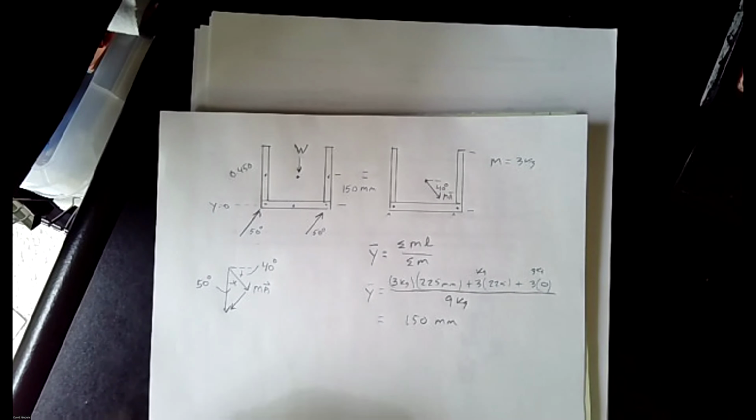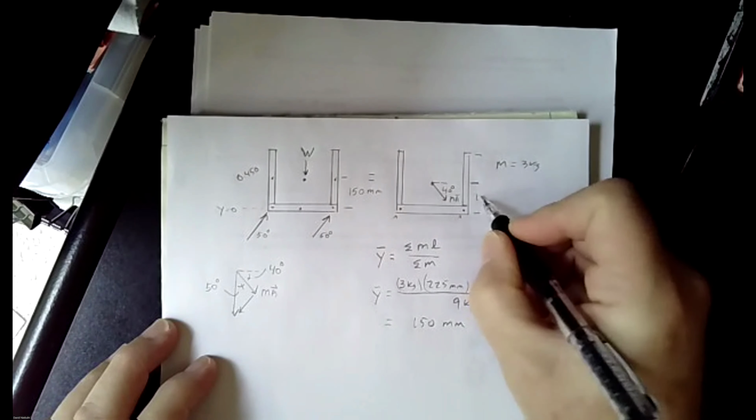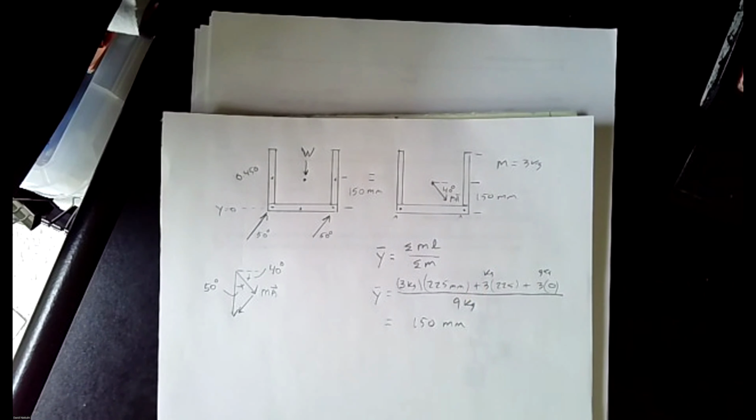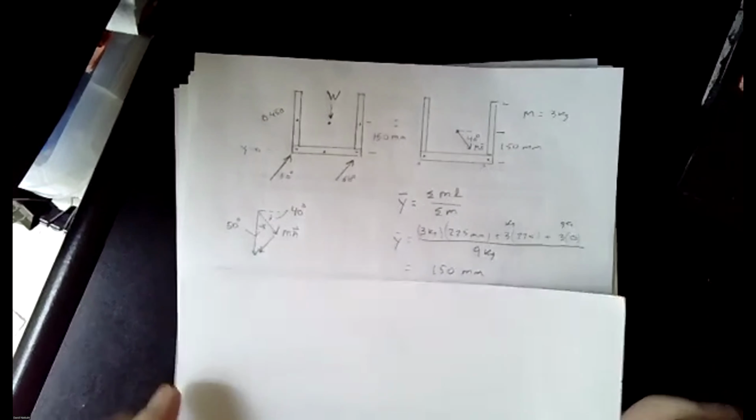Okay. So now I know the height where this exists. That's 150 millimeters. That's the first part. Now, in terms of solving from there, let's look at the acceleration.